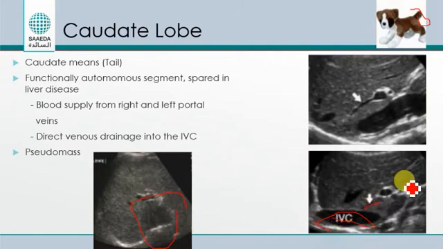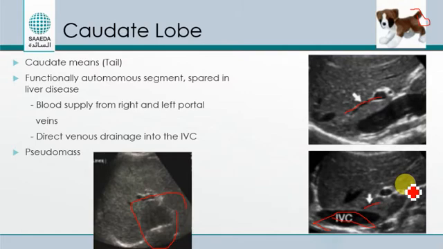It has its own venous drainage, and it takes blood supply from both branches of the portal vein, the right and the left. So, since it works by its own, it's like a separate part of the liver, and usually is not affected in liver disease. When there is disease that damages the liver, this lobe will enlarge due to compensatory hypertrophy.